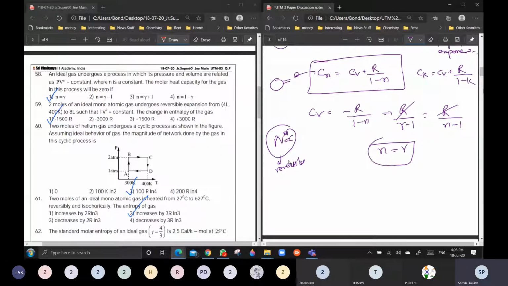You can do it without this equation also. You see, PV to power n is constant, and you are saying molar heat capacity is 0. If C is 0, then delta Q is equal to 0, where delta Q is nC dT only. So delta Q is equal to 0. This means that the process is adiabatic. Are you getting my point? Yes, sir. So I have given you both the mathematical way and the logical way of doing it. You can use any one of them depending on your understanding. Is it clear?